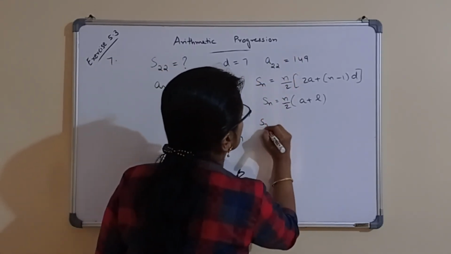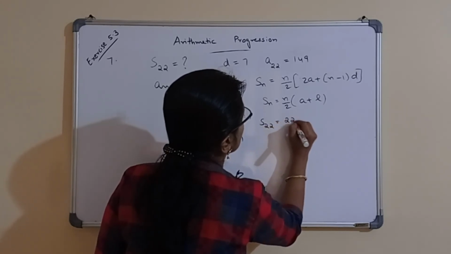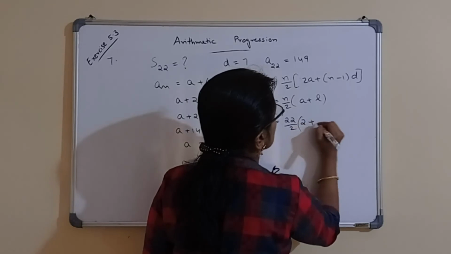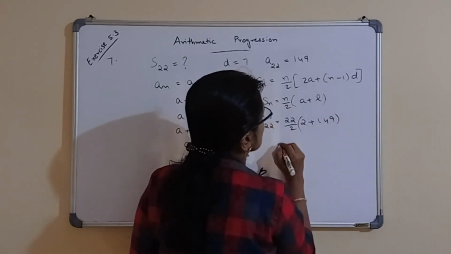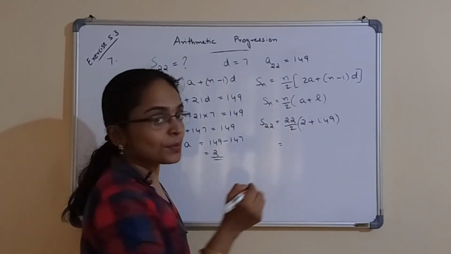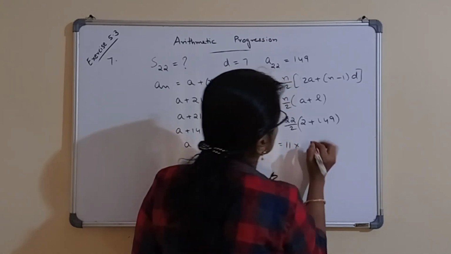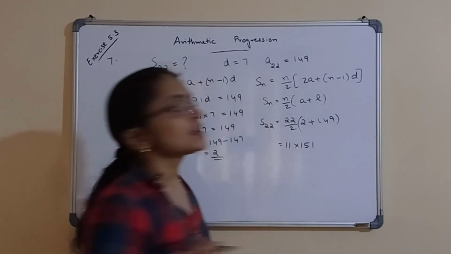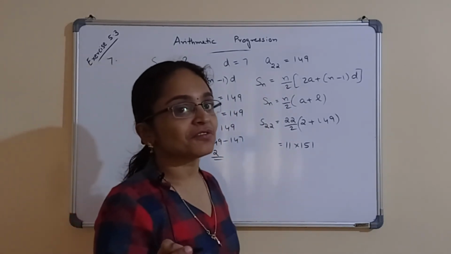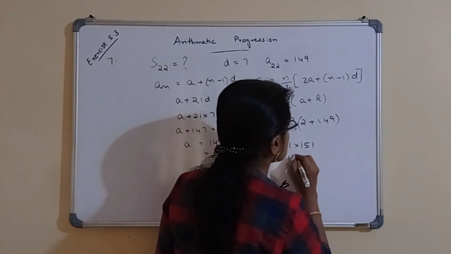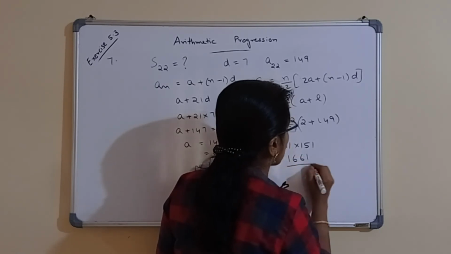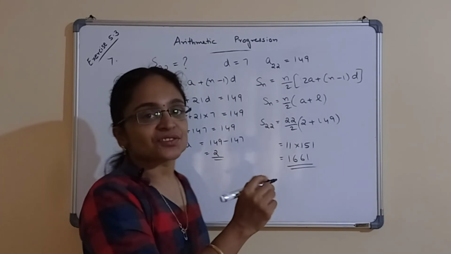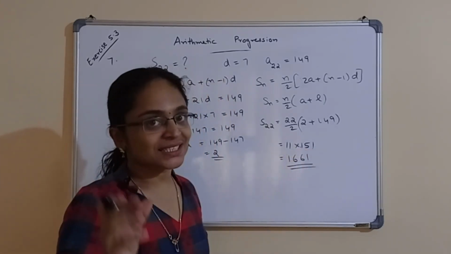So S22 is equal to 22 by 2 into A is 2 and L is 149. So this is equal to 22 by 2 is 11. 11 into 149 plus 2 is 151. And what is 11 into 151? It is 1661. To multiply a number by 11, just write the leftmost and rightmost digits as it is.